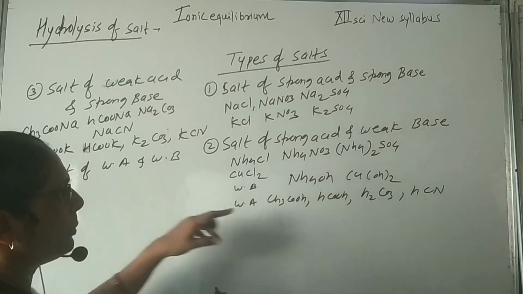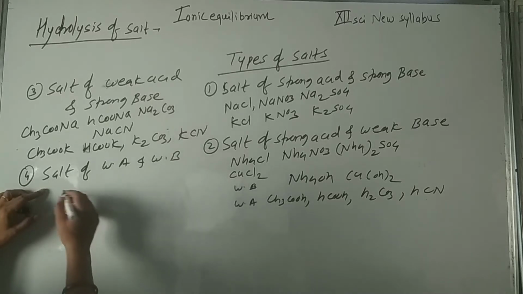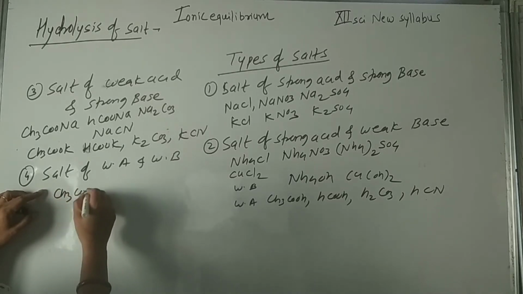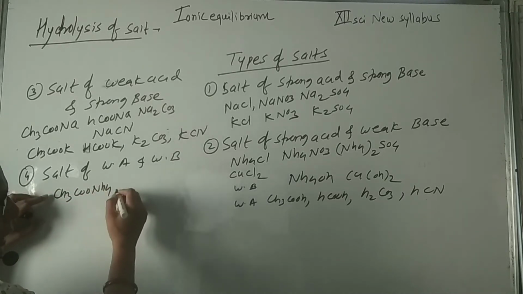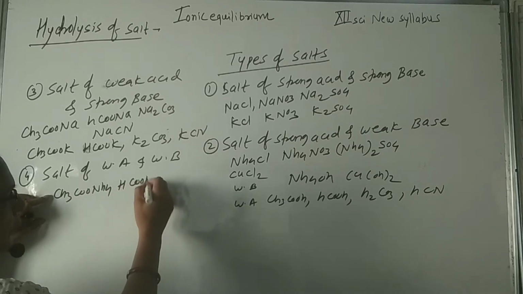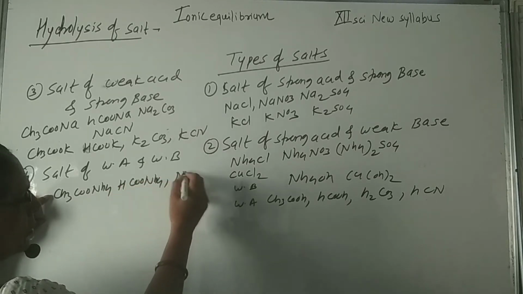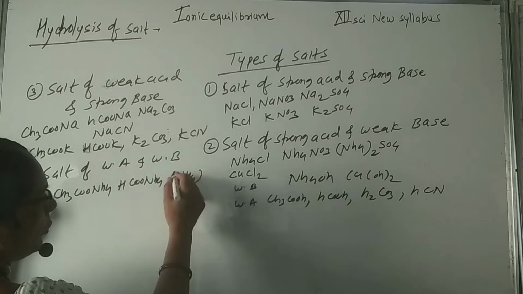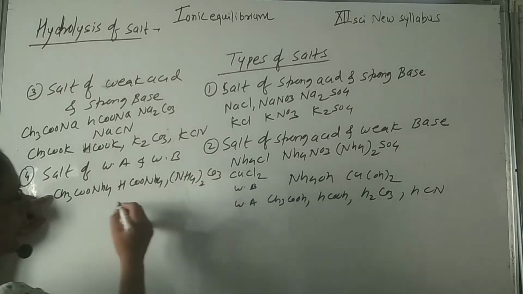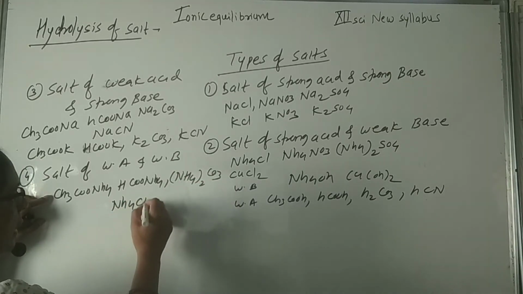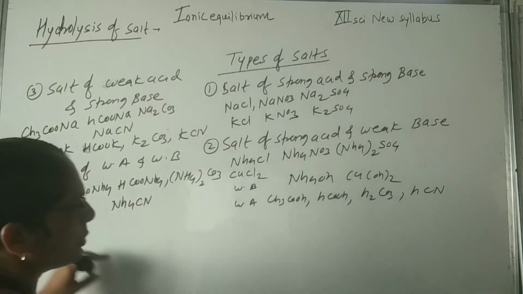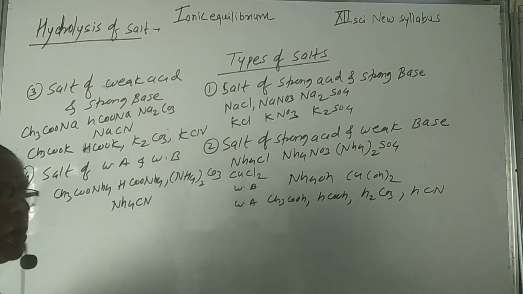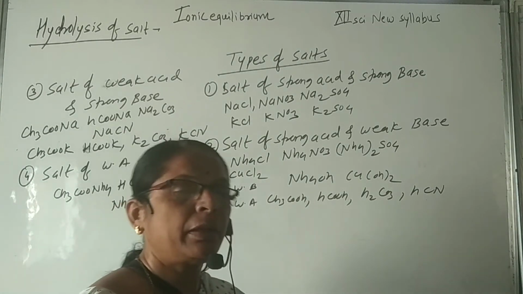So let us prepare examples. Ammonium hydroxide gives ammonium acetate. Again it gives ammonium formate. It gives ammonium carbonate, (NH4)2CO3. It gives ammonium cyanide. So this way, these are the most commonly used examples of weak acid and weak base salts.